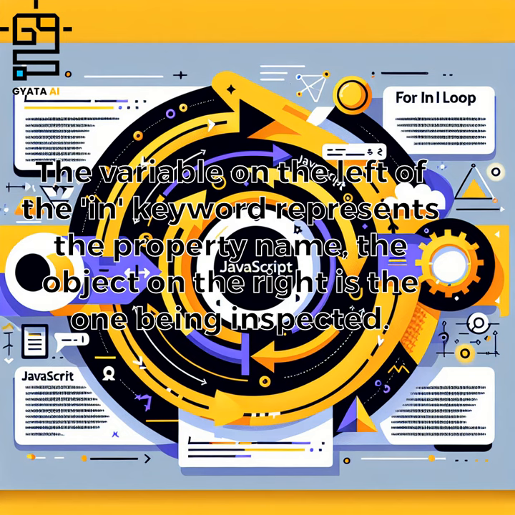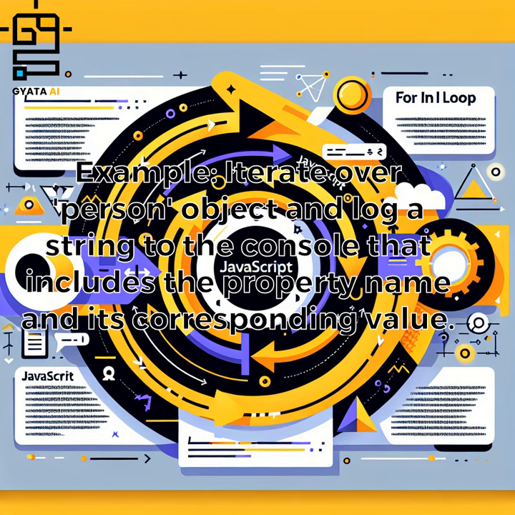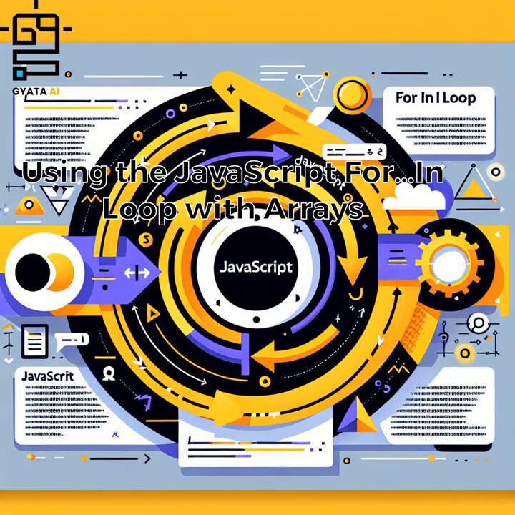The variable on the left of the in keyword represents the property name. The object on the right is the one being inspected. Example of a JavaScript for in loop. Example: iterate over a person object and log a string to the console that includes the property name and its corresponding value.